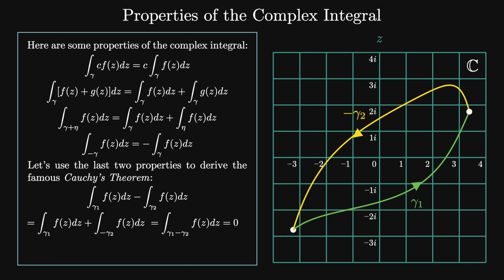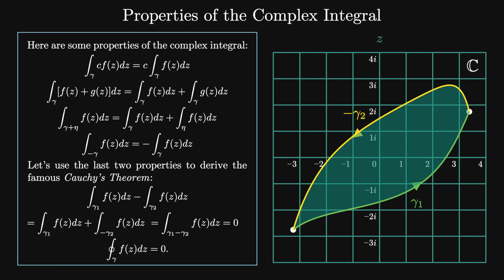This can be summarized by the integral around a closed loop gamma of f of z dz equals 0, where f of z is analytic everywhere within the domain bounded by gamma. In complex analysis, we call integrals like this around closed loops contour integrals.